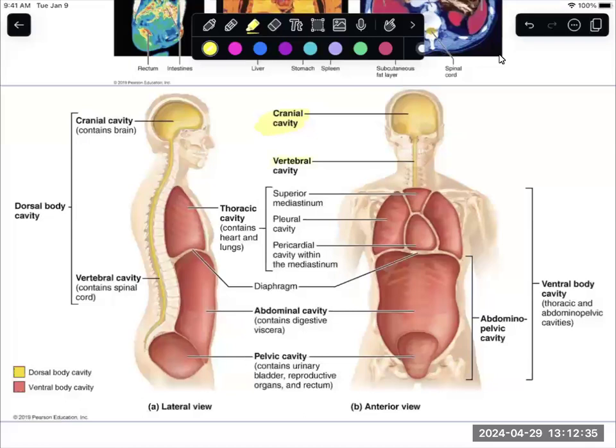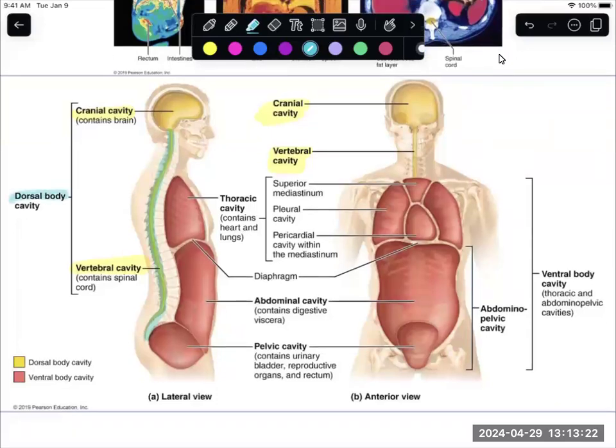We also have that vertebral cavity. The vertebral cavity travels down your spine. Your spine is made up of a bunch of bones that are called vertebrae. Since they're made up of all these different vertebrae, this is what makes up the spine or vertebral column, known as that vertebral cavity. The cranial cavity and the vertebral cavity give us the dorsal body cavity. Again, dorsal means posterior.